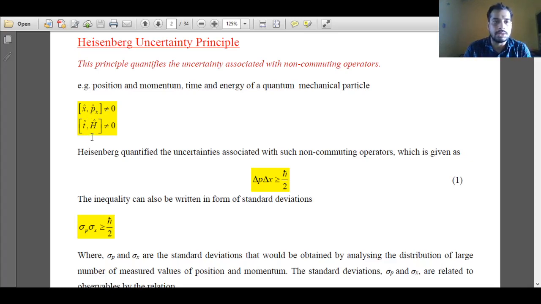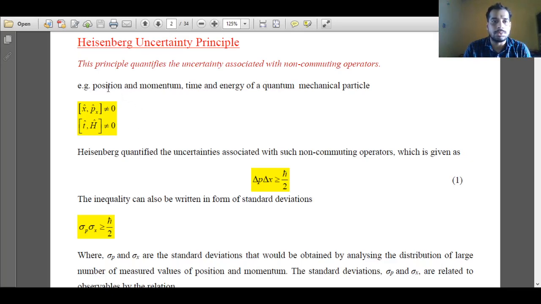The Hamiltonian operator corresponds to total energy. So the Hamiltonian total energy operator and the time operator are non-commuting operators. Similarly, position and momentum operators are non-commuting operators. If the commutation operation gives the result 0, then those operators are called commuting. If the result of the commutation is not equal to 0, then such operators are called non-commuting operators, and Heisenberg's uncertainty principle is applicable to non-commuting operators.